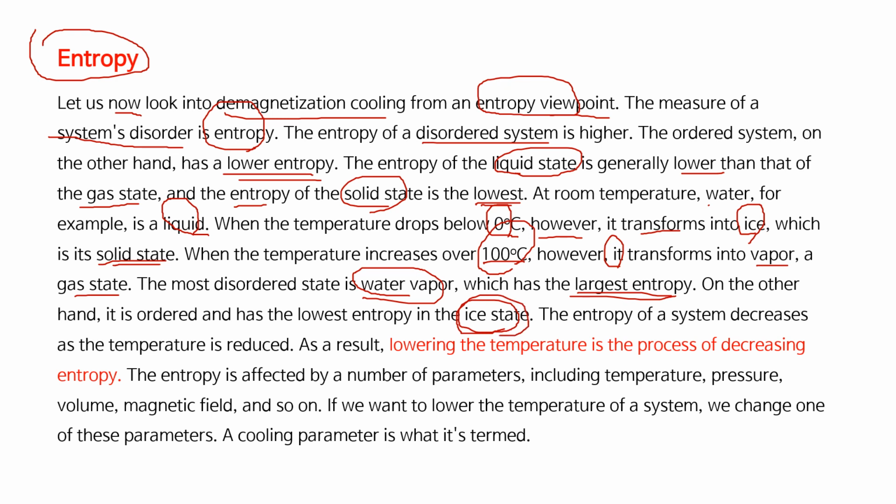The entropy of a system decreases as the temperature is reduced. As a result, lowering the temperature is the process of decreasing entropy. The entropy is affected by a number of parameters, including temperature, pressure, volume, magnetic field, and so on. If we want to lower the temperature of a system, we change one of these parameters. This is termed a cooling parameter.